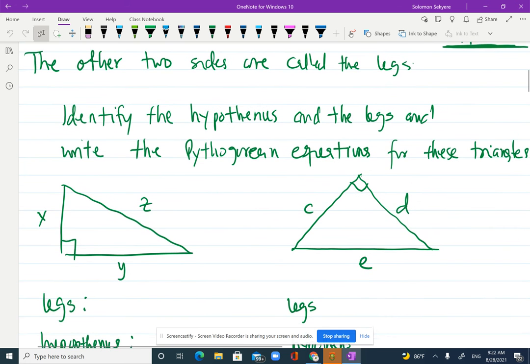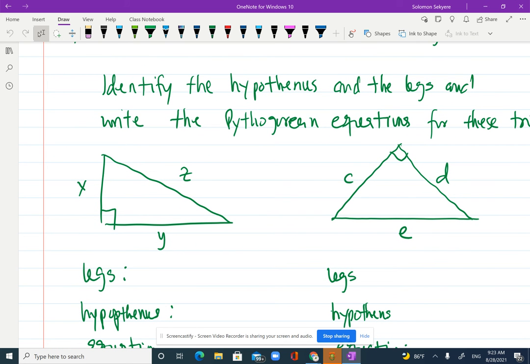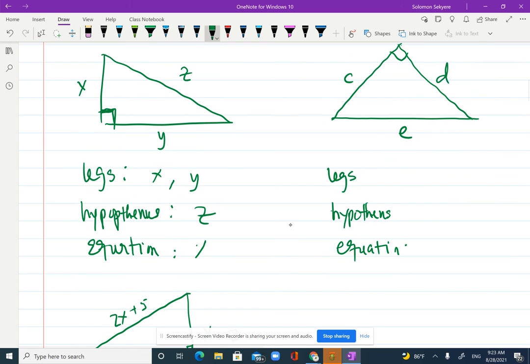So in this example here, which sides are the legs and which side is the hypotenuse? First I need to know which side faces my 90 degrees. That's always my hypotenuse, z. The legs are x and y. So my equation will be x squared plus y squared is equal to the hypotenuse squared.